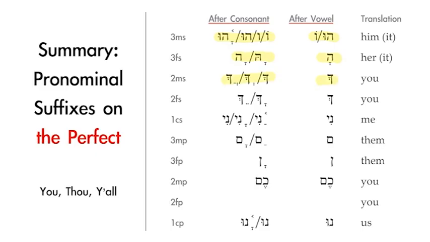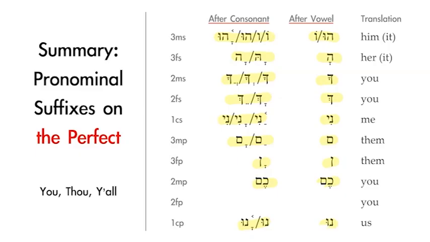In the 2MS category, there's always the final kaf with a qamets inside that kaf. In the 2FS category, a final kaf with a schwa. In the 1CS category, a noon with hireq yod. In the 3MP category, mem. In the 3FP category, noon. The 2MP category are identical, khem. And in the 1CP category, always some form of nu. So don't be overwhelmed by those differences.